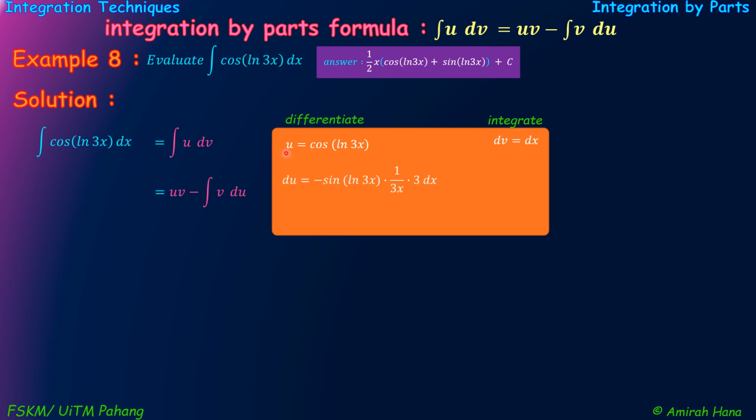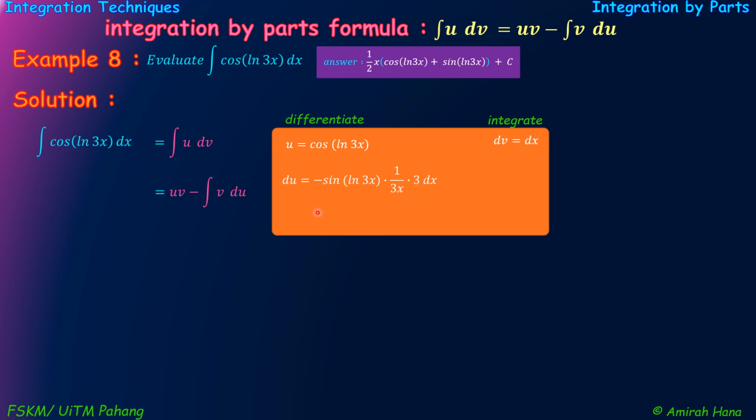When we differentiate u with respect to x, we get du over dx equals to, since cos ln 3x come together, we need to differentiate using composite function. So when we differentiate cos ln 3x, we get negative sin ln 3x. And after that, we differentiate ln 3x, we get 1 over 3x. And then we differentiate 3x, we get 3.